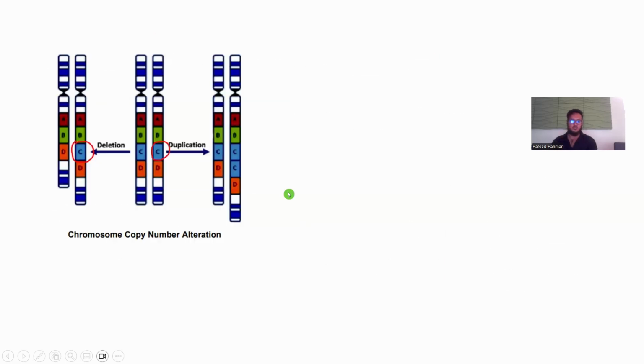Now, what I've shown right here is an example of heterozygous duplication or heterozygous deletion. It is because both of the chromosomes did not encounter this phenomenon, only one chromosome encountered this. But if both chromosomes encounter duplication or deletion, then it is called homozygous alteration.